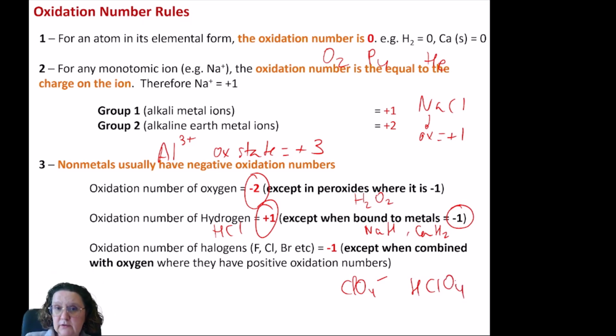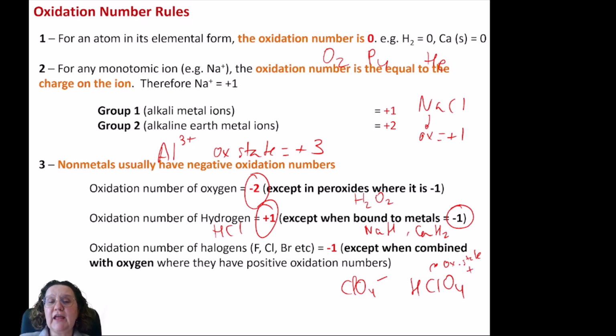That chlorine there has an oxidation state which is positive, and we can talk about what number in a while. But for the moment, let's focus on that. So when halogens are in a typical compound, attached to anything except oxygen, they have an oxidation state of -1.